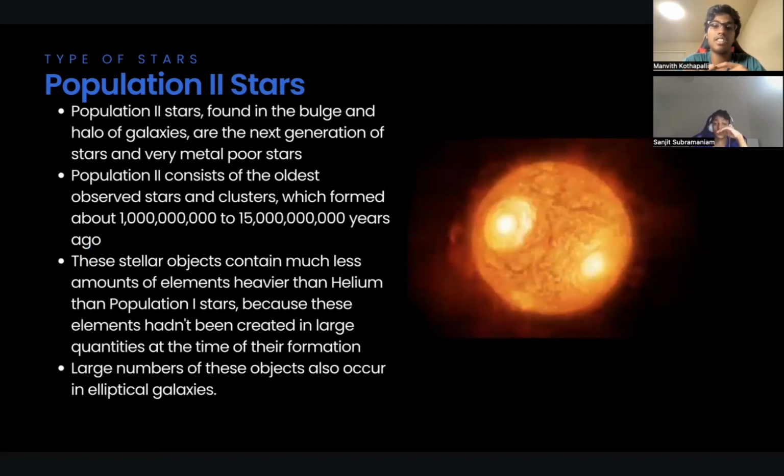Population 2 stars consist of the oldest observed stars and clusters, which formed about 1 billion to 15 billion years ago. These stellar objects are relatively rich in hydrogen and helium, but poor in elements heavier than helium, containing 10 to 100 times less of these elements than population 1 stars, because such heavier elements had not been created in large quantities at the time of their formation. Large numbers of these objects also occur in elliptical galaxies.